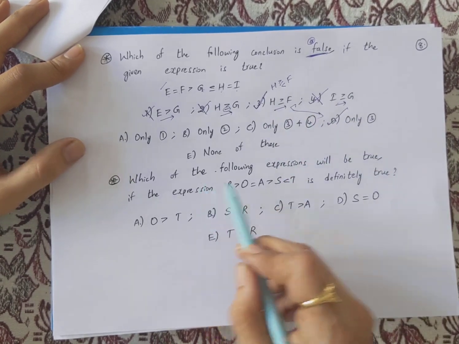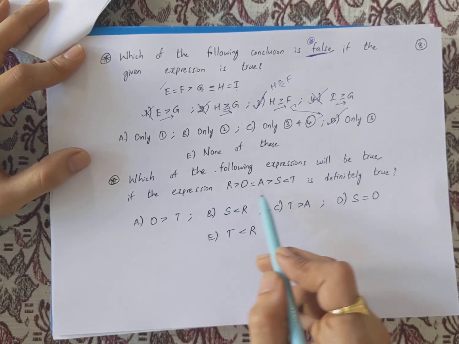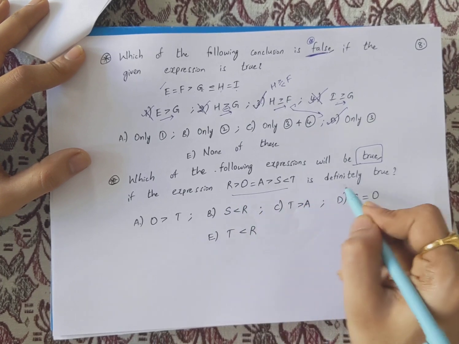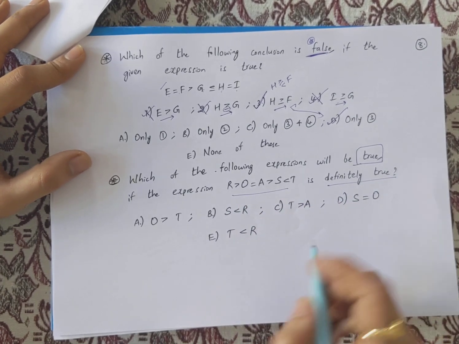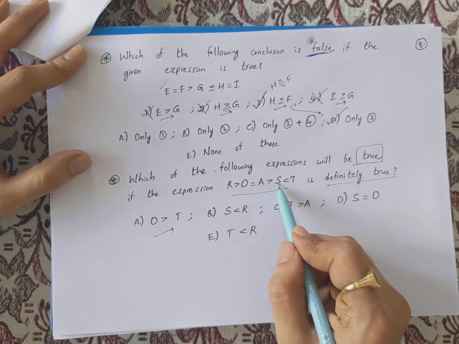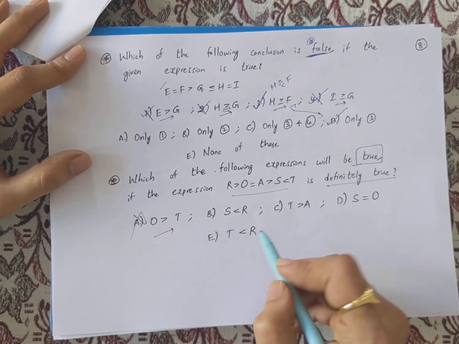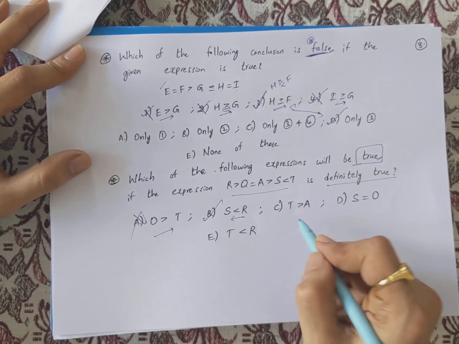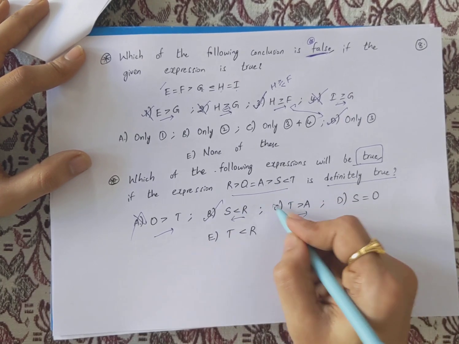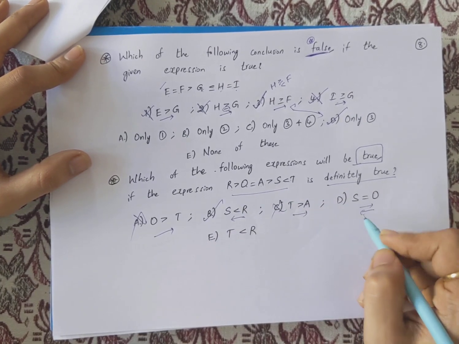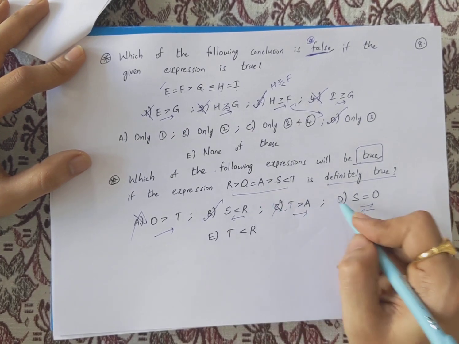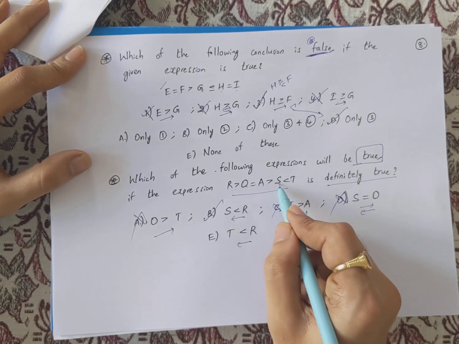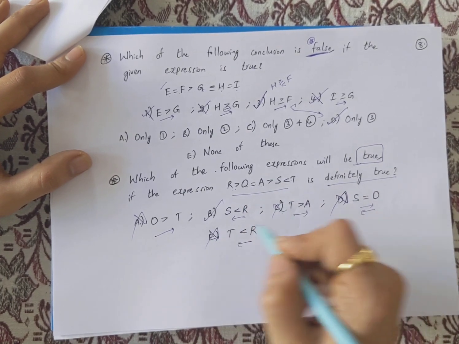Okay. Which of the following expression will be true if the expression is definitely true? Which of the following is true? This is definitely true. Okay, O to T, O to A to S, S to T, we cannot move, so this is wrong. From R to S, R to O, O to A to S, this is true. From T to A, T to S, S to A, wrong. S is equals to O, this cannot happen. S to A to O, no. R to T, R is here, R to O, O to A to S, no. So this is your answer.